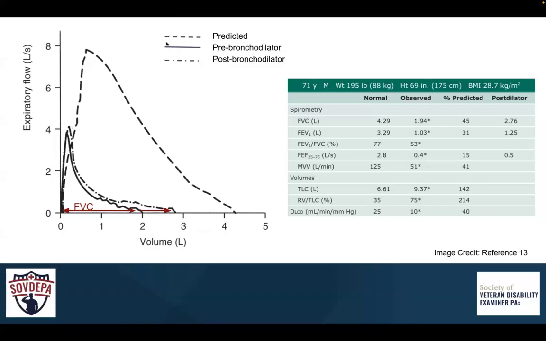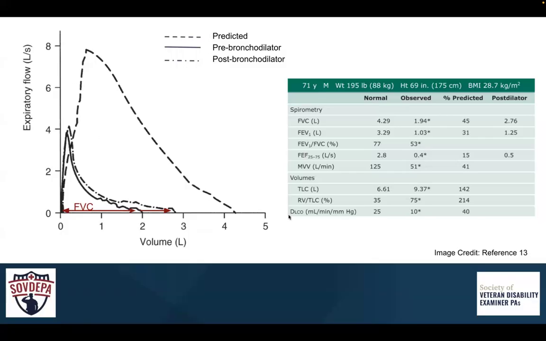We look at the predicted, which is this predicted curve. This is the pre-bronchodilator, and this is the post-bronchodilator. So there's not a lot of change with the albuterol. And then we look at the numbers, right? FEV1 is very low. FVC is low, only 45% predicted. The ratio is low too. This would be normal, 77%, and they're at 53%.